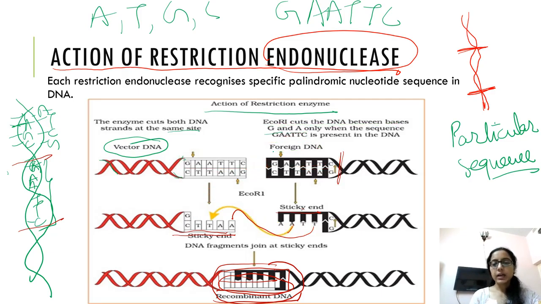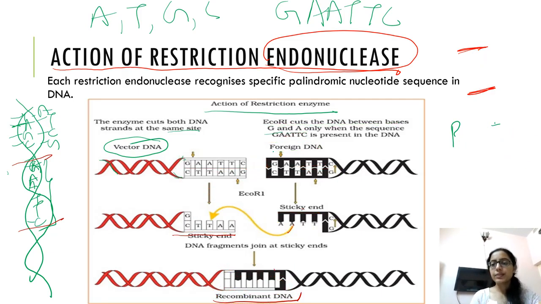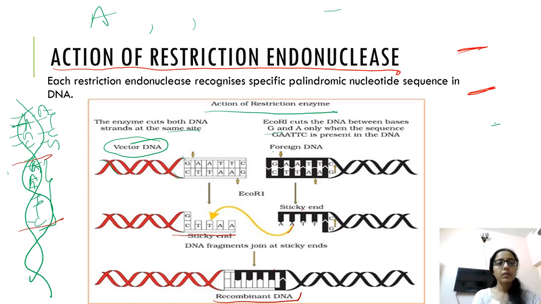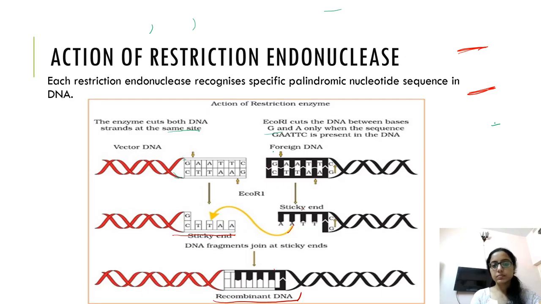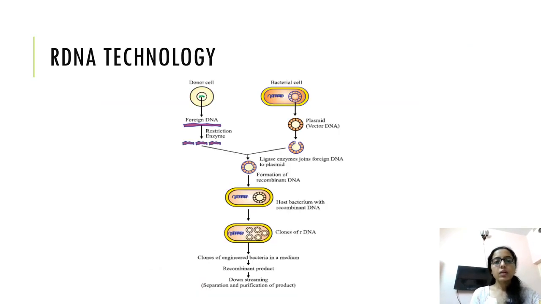Let us see further how the transfer to the host is done. Here we have seen just now that this foreign DNA was bound to the host. Now this is the bacterial cell. This is the bacterial plasmid in which this foreign DNA is bound, right? So now this plasmid is having this foreign DNA.